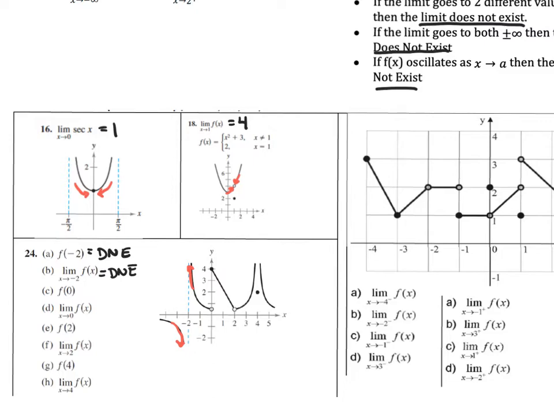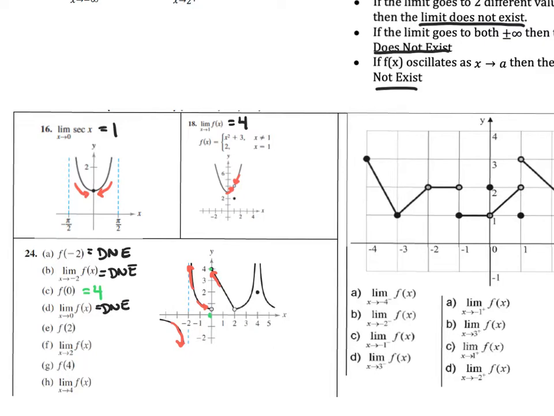F of 0, when we look at the graph, here's our x value of 0. There's the y value, it's equal to 4. When we look at the limit as x approaches 0 of f of x, we need to go from the left and from the right. Those are not approaching the same y value, so the limit does not exist.